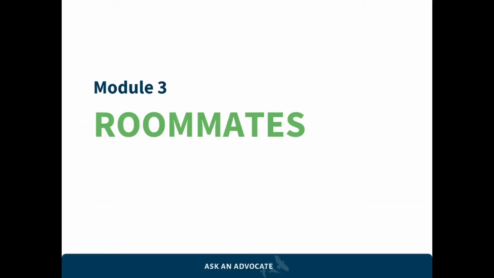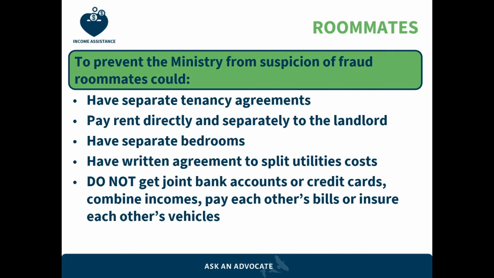This section gives some examples of how to avoid suspicions of fraud with the ministry if a recipient is living in a roommate situation. If an income or disability assistance recipient is living with someone else but not in a marriage-like relationship, there are multiple ways they can prove they are roommates and avoid suspicions of fraud from the ministry.